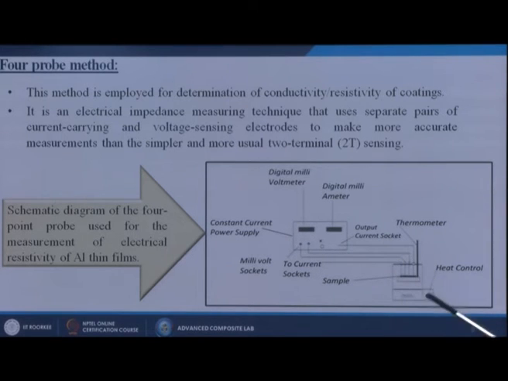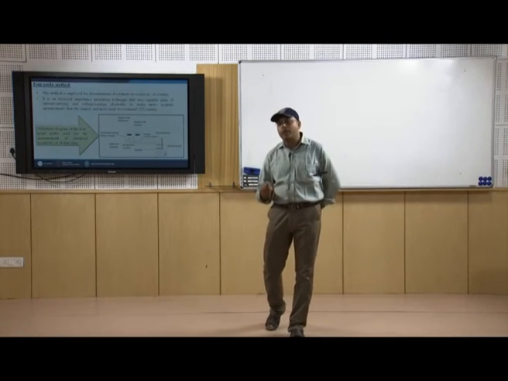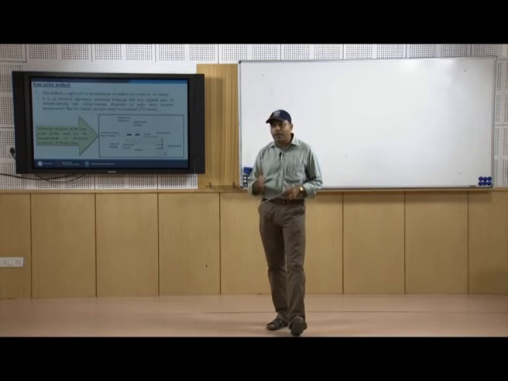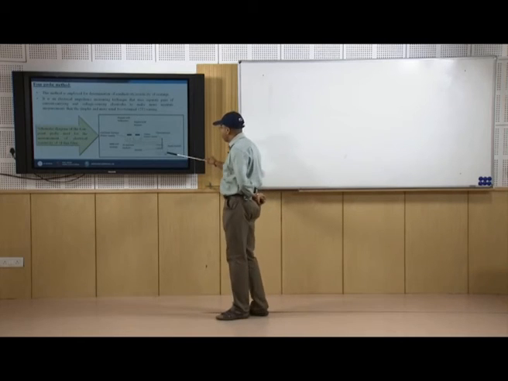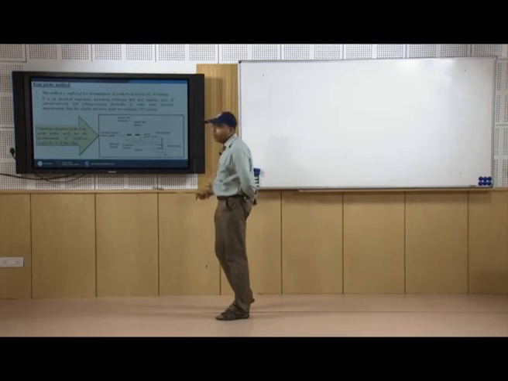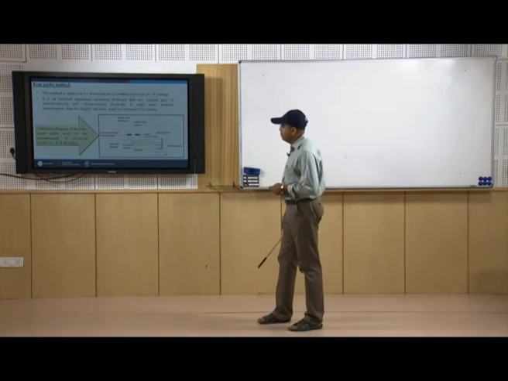Not only that, the total sample we can keep in an oven, so that we can raise the temperature of that particular sample and measure the conductivity or resistivity of that sample at a particular temperature, say 50 degrees centigrade or 100 degrees centigrade. So we have that heating arrangement there also, and we keep a thermometer to measure the exact temperature of the sample.